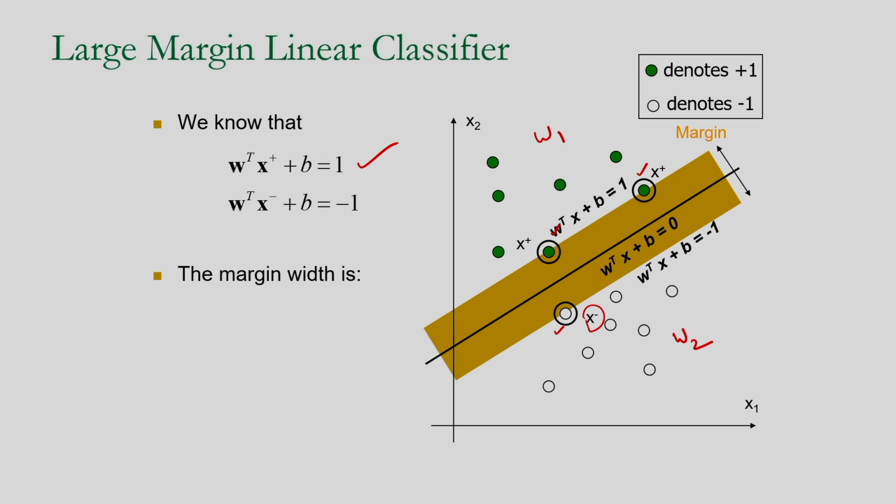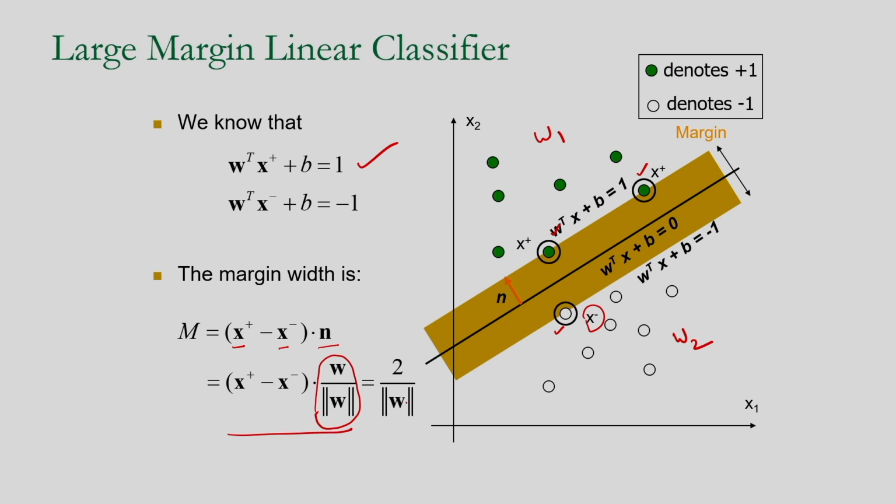Now I want to determine the width of the margin. The margin width can be determined like this: M is equal to x plus minus x minus. This is one support vector and x minus is another support vector, and I am considering the normal to the hyperplane. This unit normal I have already determined. This is the unit normal n, and it is equal to 2 divided by the W norm. W is the weight vector.